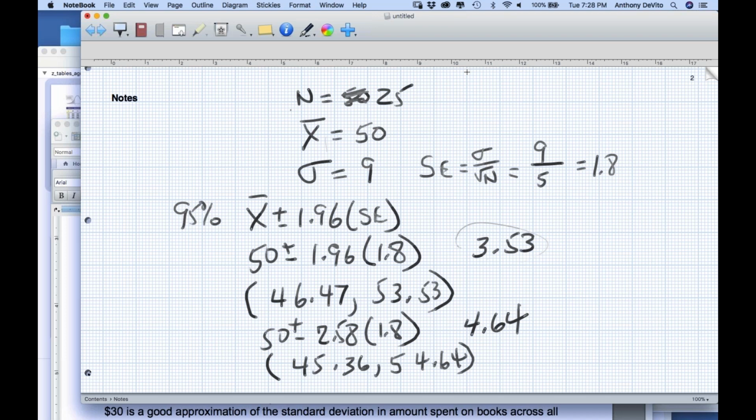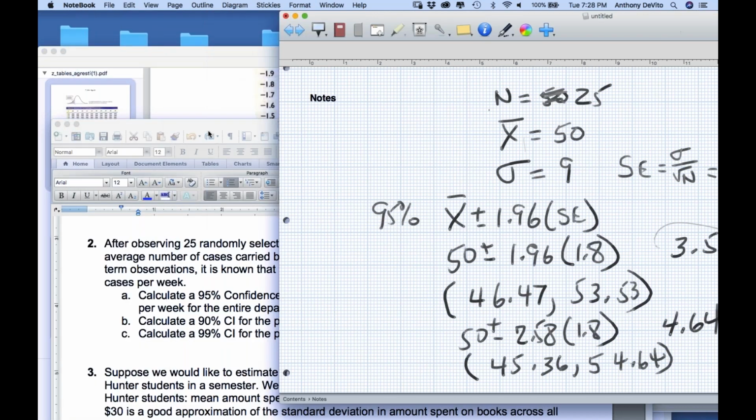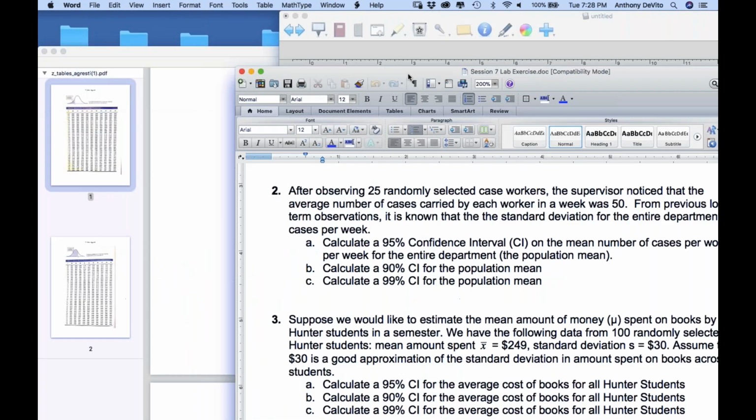Okay, so let's do another one, and I want to do one that's a proportion.